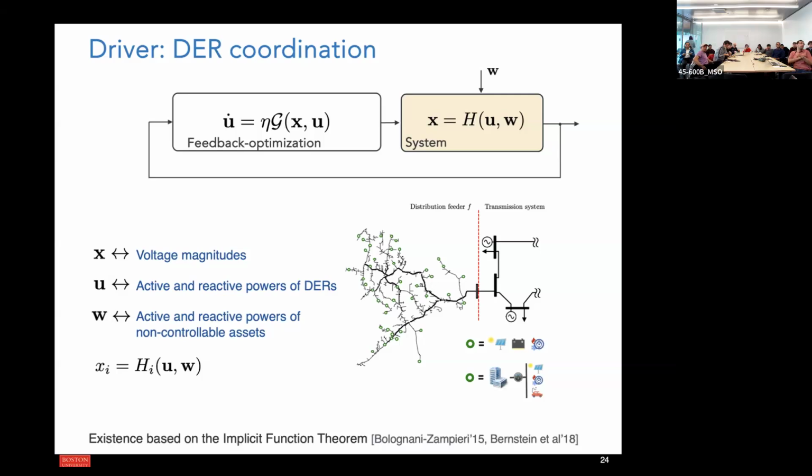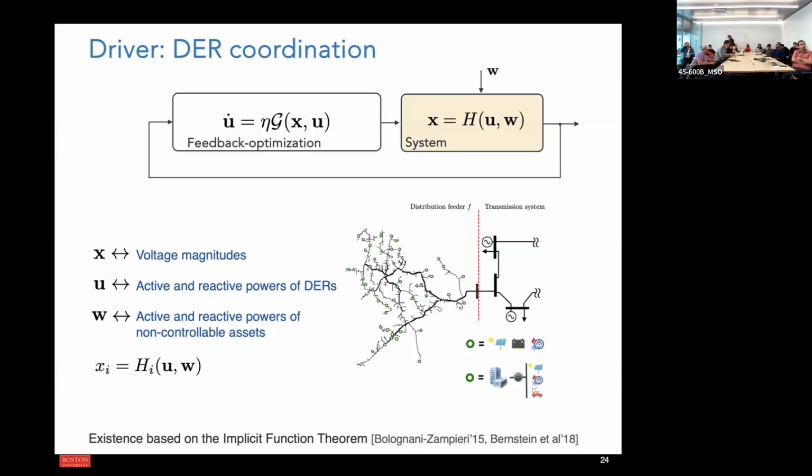Accordingly, the ith component of this vector-valued function h is just going to be a function that maps powers into voltages, which exists based on implicit function theorems. And there are many people, also from ETH, that show this existence.